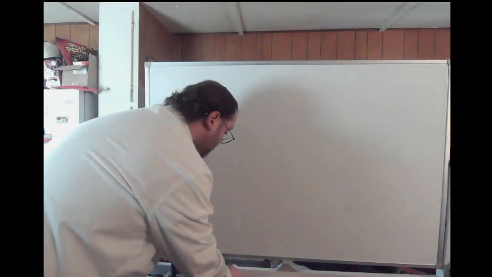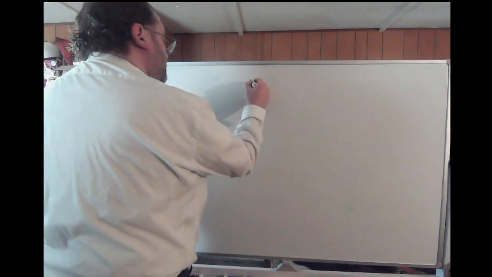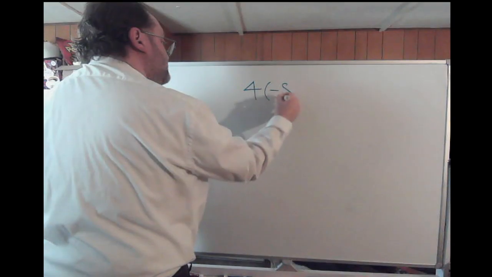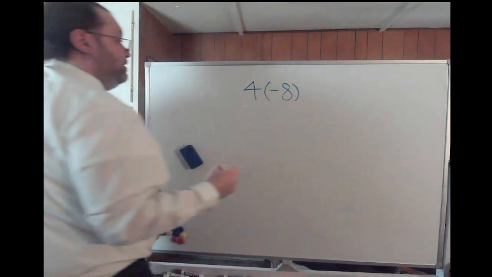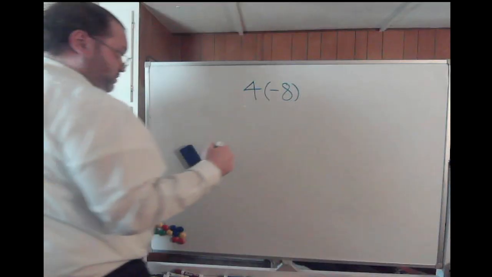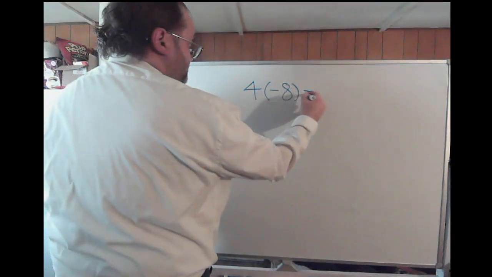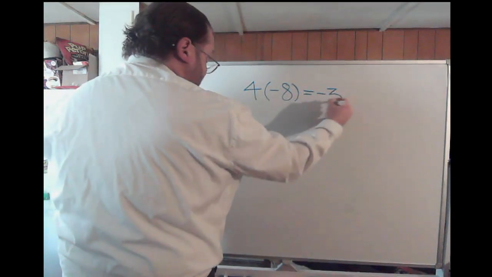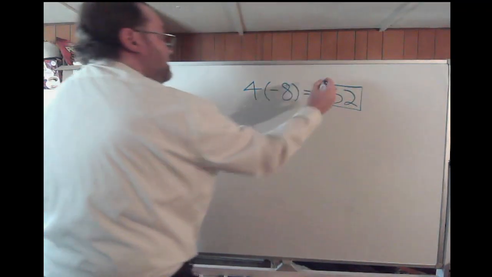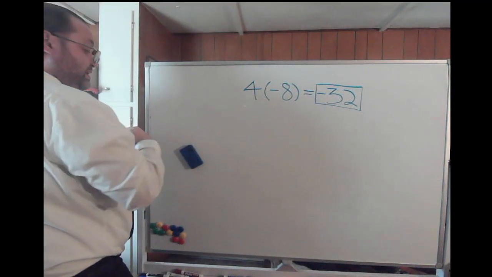Alright, let's switch to a different color here. We have 4 times negative 8. Well, we have a positive times a negative, which will generate a negative result, which will give you negative 32. That would be your answer to 4 times negative 8: negative 32.